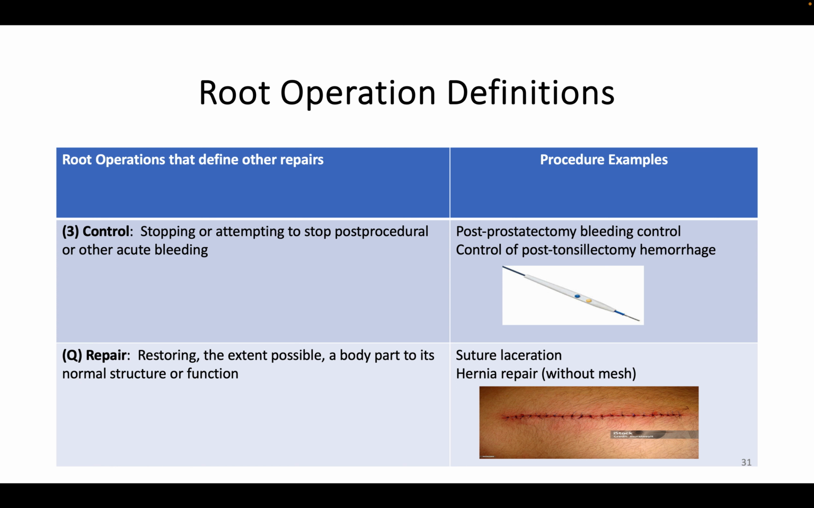Root operations that define other repairs, we have two. We have control, which is represented by the number 3. It is stopping or attempting to stop post-procedural or other acute bleeding. Example is post-prostatectomy bleeding control, control of post-tonsillectomy hemorrhage. This is a picture of cautery, so they can cauterize.